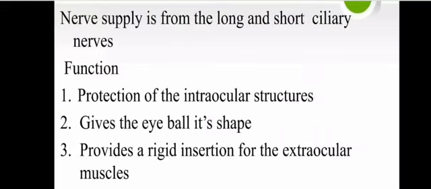The nerve supply is from the long and the short ciliary nerves. Their main function is the protection of the intraocular structures and giving shape to the eyeball. It provides a rigid insertion for the extraocular muscles.